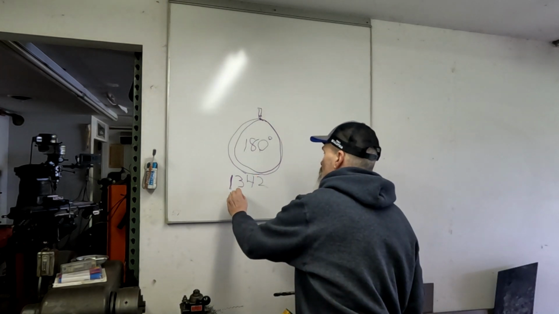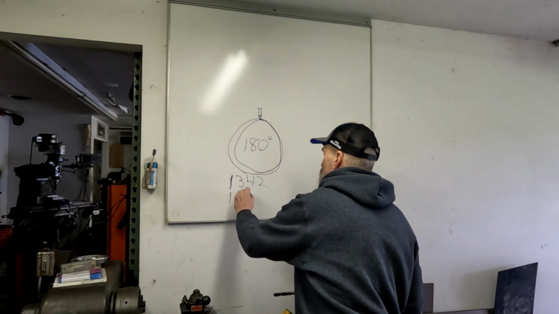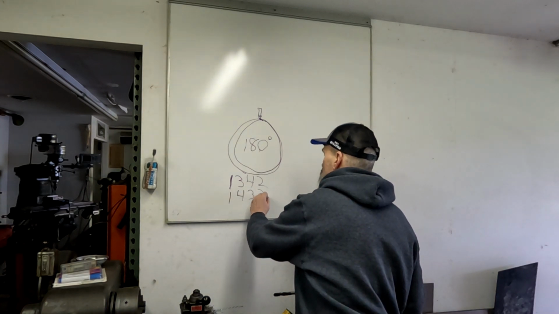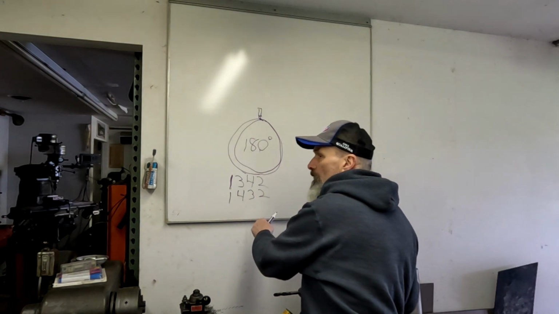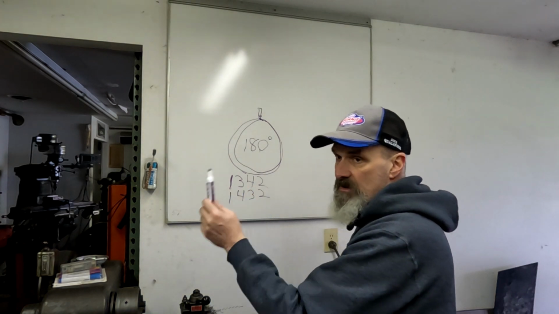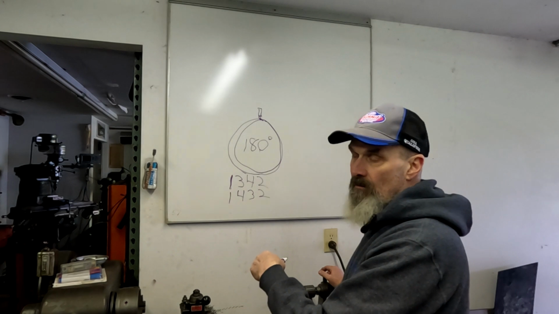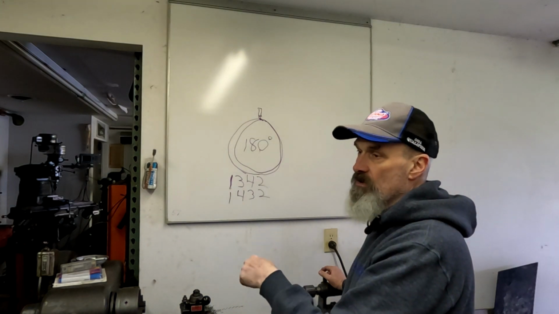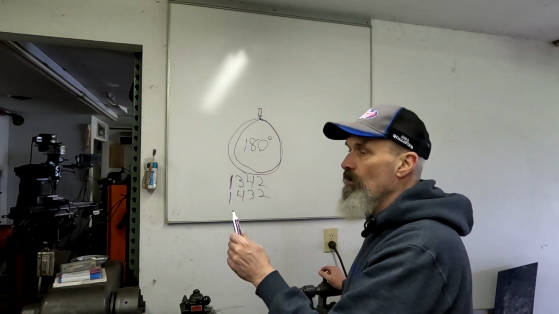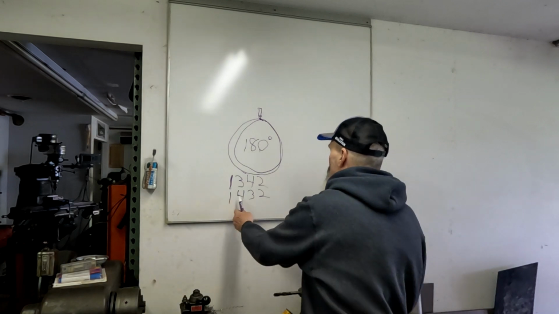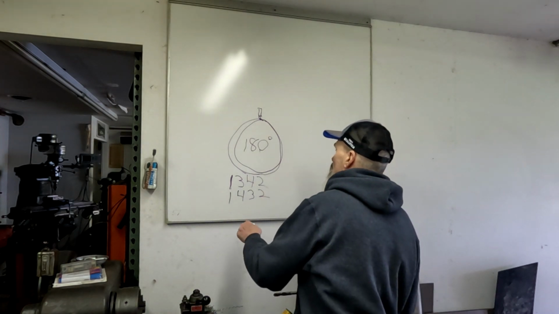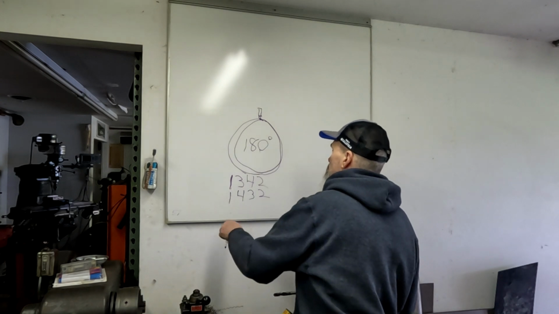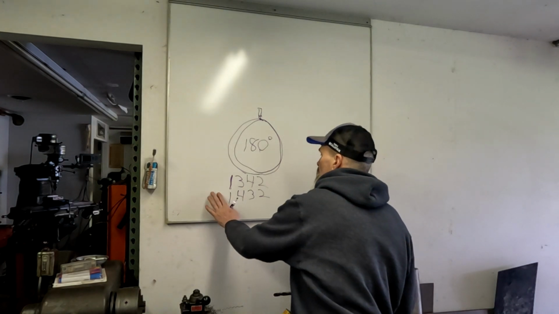Air-cooled Volkswagens are 1, 4, 3, 2. So if you were to start at 1 and rotate the engine the opposite of its normal rotation, which would be counterclockwise, it's 1, 2, 3, 4. Couldn't get any easier. I'm going to get rid of that.